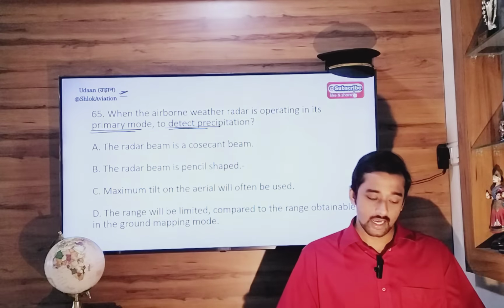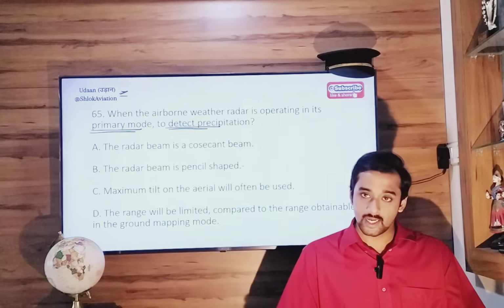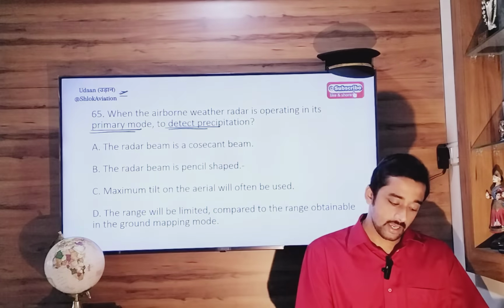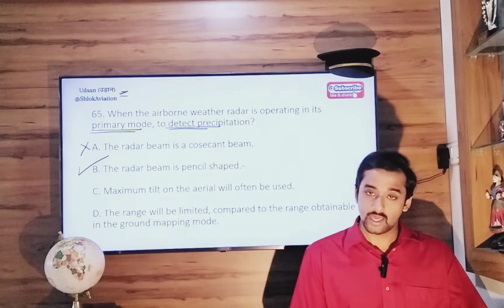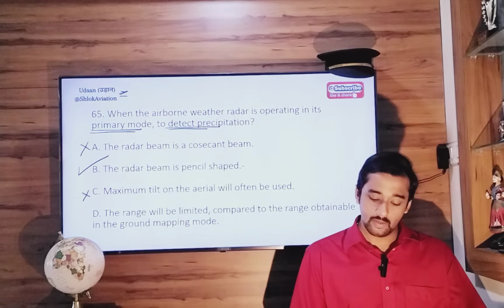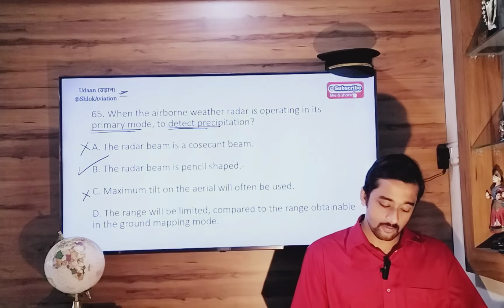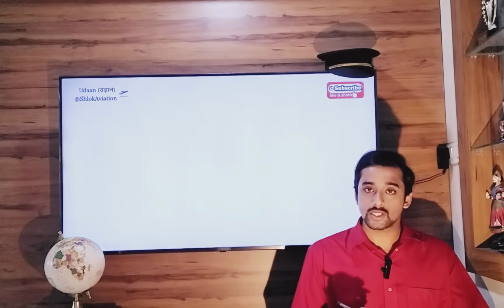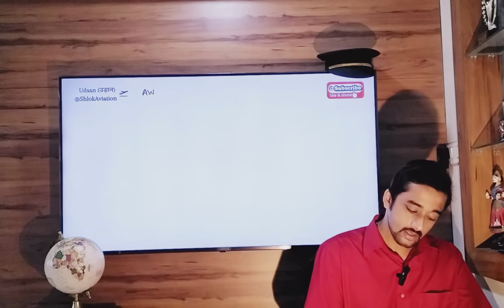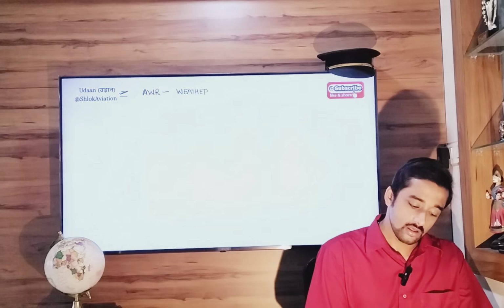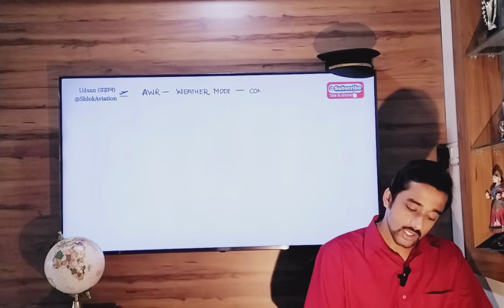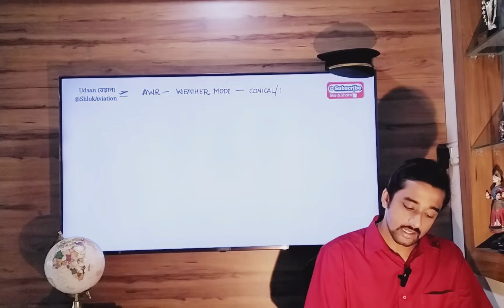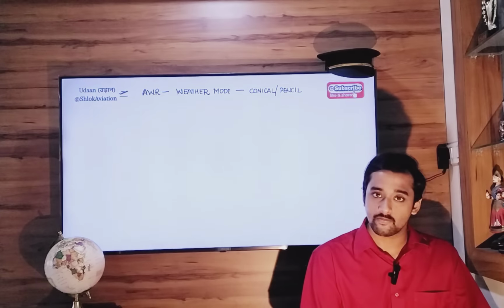So mapping or navigation. When it is operating in weather mode, the radar beam is a cosecant beam, wrong. The radar beam is a pencil beam, yes. Maximum tilt will be used, not necessary. The range will be limited compared to the range obtained in ground mapping mode, wrong. So when you use the airborne weather radar in weather mode, the beam is conical or pencil shape, conical or pencil beam.